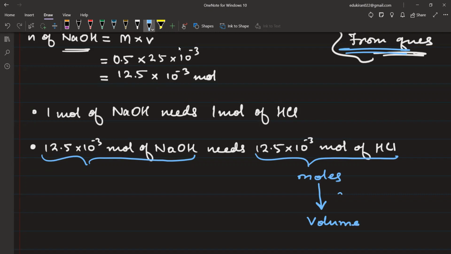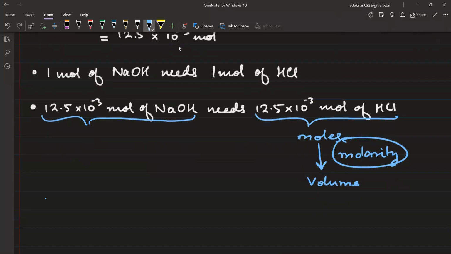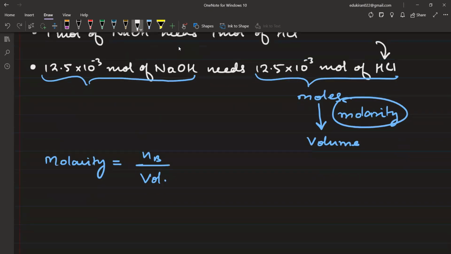What is the relationship? What will come in between? Molarity will come, yes or no? So what is the formula? Molarity is equal to number of moles upon volume in liters. Now see, in the question, the molarity of HCl is given, 0.6. And what is the number of moles of HCl?